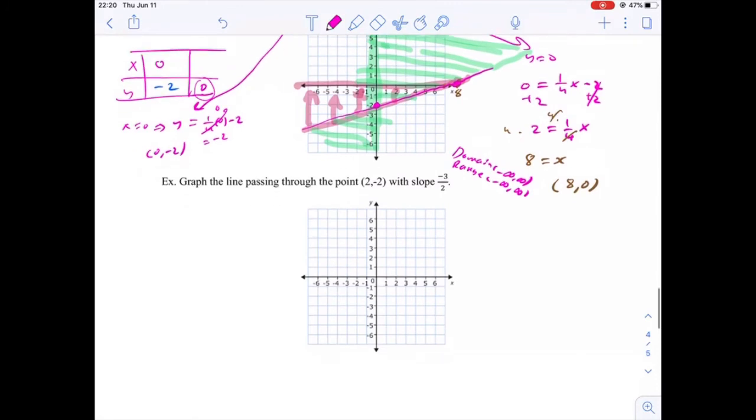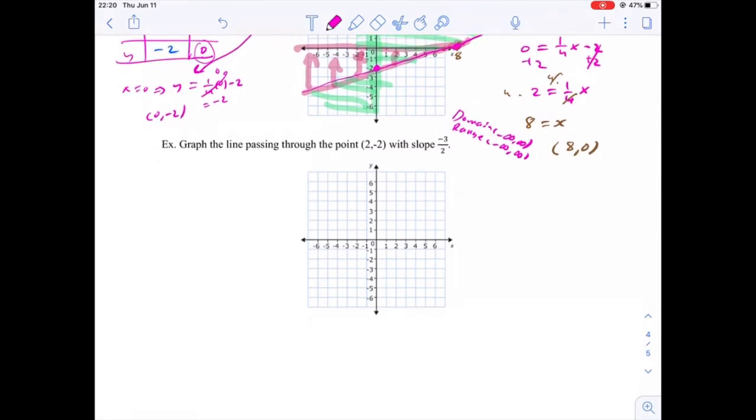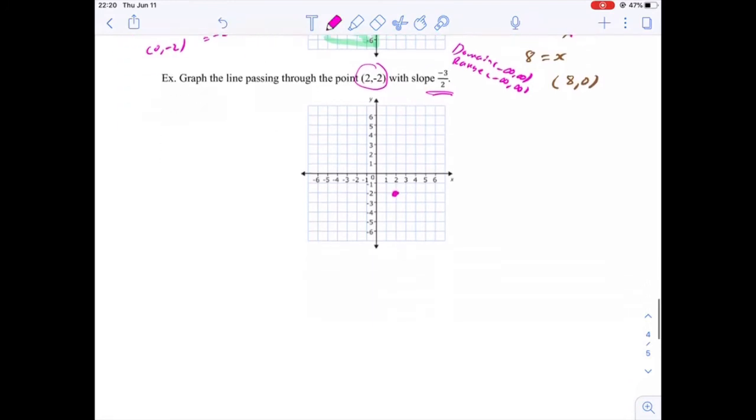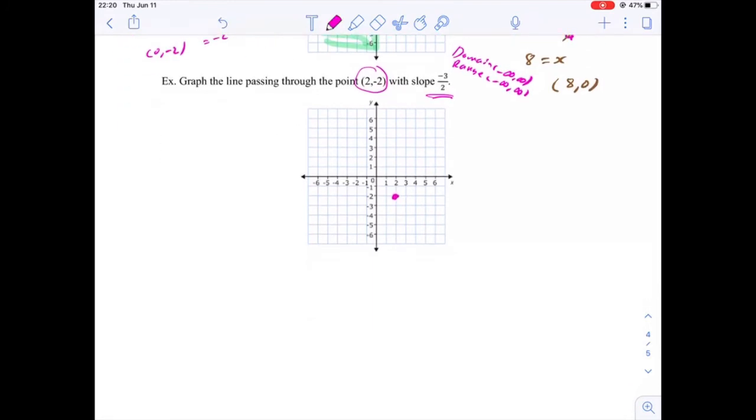Another example, we want to graph the line that passes through a point. We are not given a formula here. We are only given a point where the function passes through, 2 and negative 2, this point here. And we are given a slope. Now, how to solve this problem? We can either formulate a linear function and then graph it as we did in the previous example, or we can just use this information. So we have a point 2, negative 2. We need another point in order to graph a linear function. Because in order to graph a linear function, we just determine 2 points and connect them with a straight line.